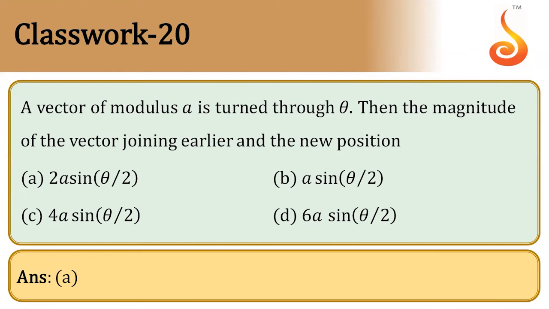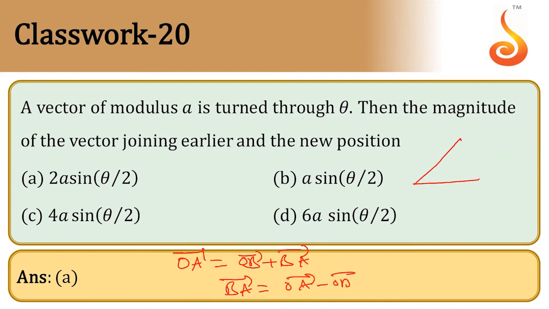So the magnitude of the vector joining the earlier and the new positions. You can use the triangle law of addition and get the answer from here. So OA bar you can take as OB plus BA. So BA bar is nothing but OA minus OB. Now the magnitude A is given, that is, modulus of OA equals modulus of OB is given. Now we want the magnitude of this one. Magnitude of BA equals magnitude of OA minus OB. I told you earlier how to solve this one.